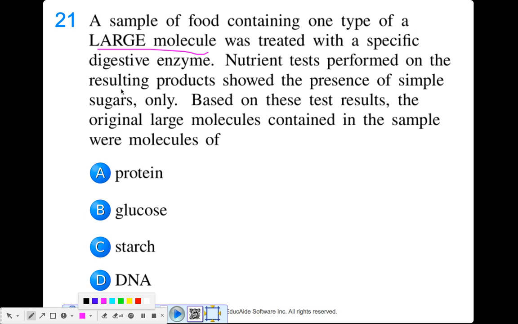Well, we know that simple sugars are linked together to create starches, which we eat. So the correct answer is, again, when you think sugars, starches, they all go together. The original large molecules contained in the sample were molecules of starch. If it said small molecules after the digestion, then it would be glucose. But the original large molecules were starch. You digest those up, and you get simple sugars back.